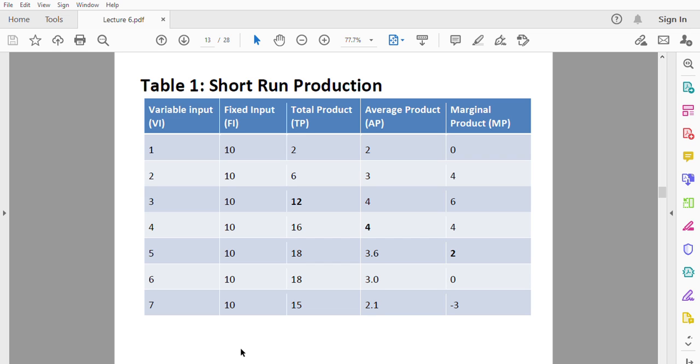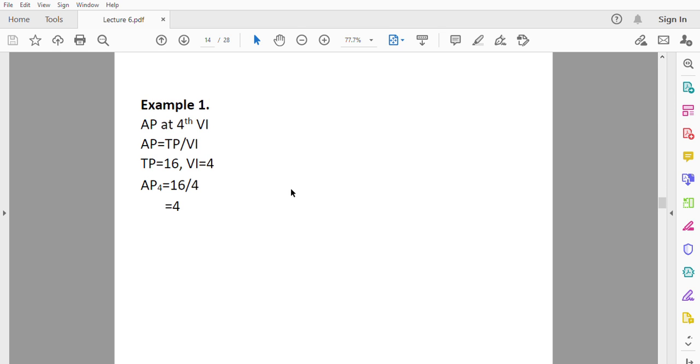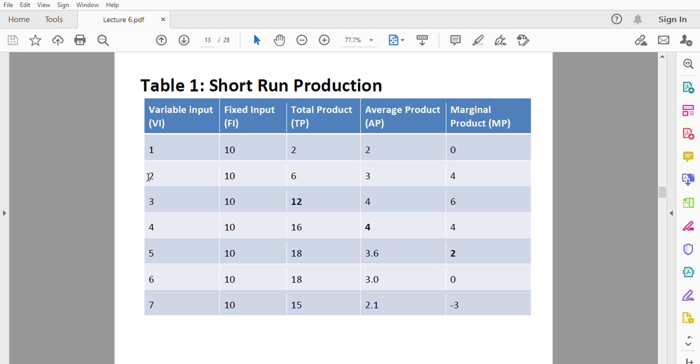It's been calculated already, but let's just take some examples to see how all these figures were derived. Okay, so example 1, assuming you want to calculate the average product of the 4 variable inputs. Average product, do you remember the formula? It's total product divided by the variable input.